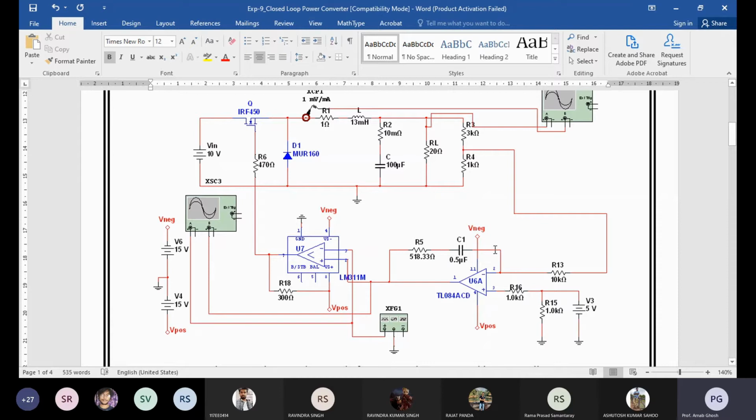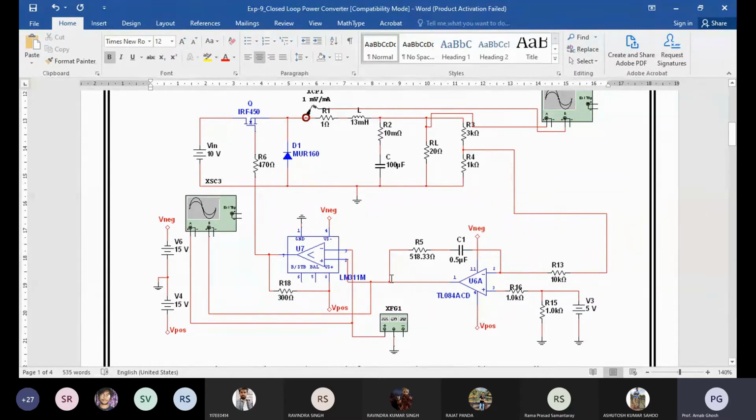You can also get the transfer function of that circuit. You know that Vo by Vin equals 1 plus Rf by Rin. So here it is Zf by Zin. Zf equals what? That is R plus Xc, so it's a capacitor. So R plus 1 by omega C. By that way you can calculate the transfer function of the PI controller.